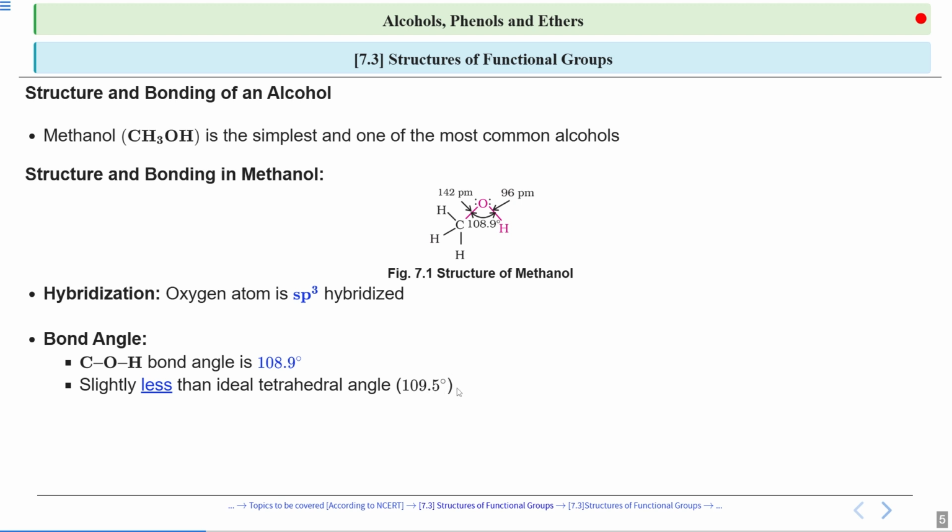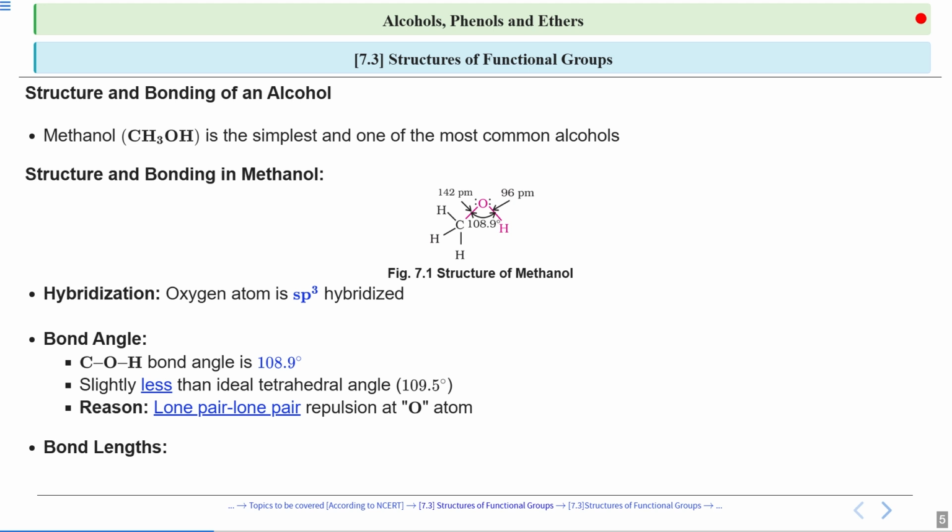Why is it so? The reason behind this slight decrease in the bond angle in methanol is lone pair repulsion at the oxygen atom. On the oxygen atom we have 2 lone pairs present, and there is repulsion between these 2 lone pairs. Lone pair repulsion is greater than bond pair repulsion, and this is the reason for the slightly smaller COH bond angle compared to the ideal tetrahedral angle of 109.5 degrees.